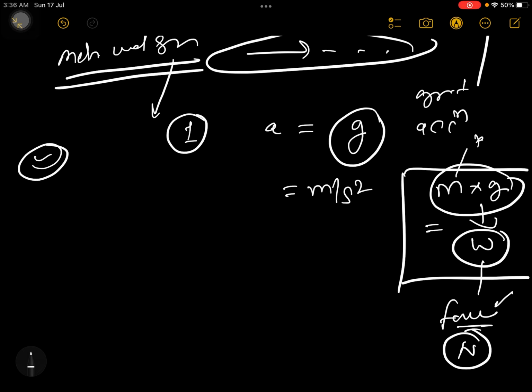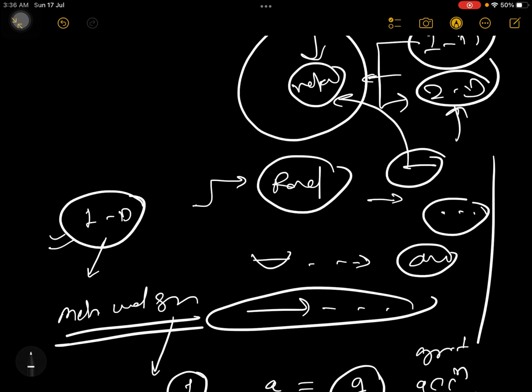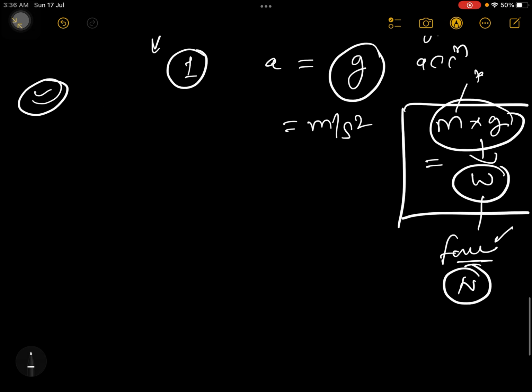Now why am I saying this? Because I am going to take some examples, and those examples will match either the road example, or water, or sky, or motion under gravity. These types of examples will be there.